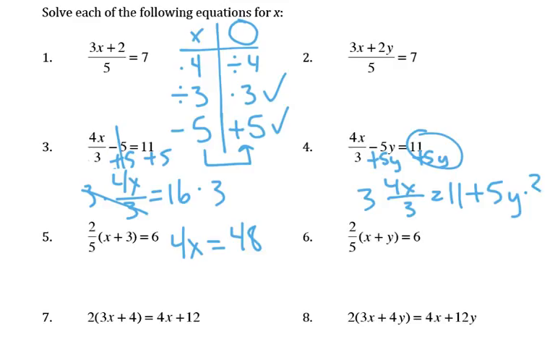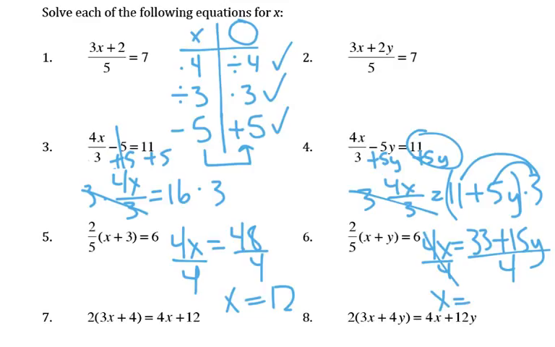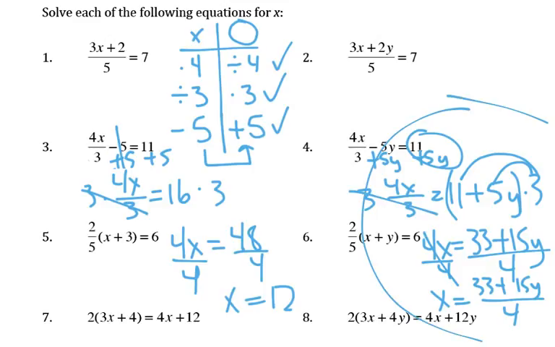Same with number 4, times by 3 on both sides, those cancel out. Now, 3 can distribute, right? So we'd get 4x equals 33 plus 15y. Then the last step, we divide by 4 on both sides. When we only have one variable, I divide by 4 on both sides and get x equals 12. Here, I end up with x equals 33 plus 15y divided by 4. It's not any easier over here, it's just solved for a certain variable, which can be very helpful in math.